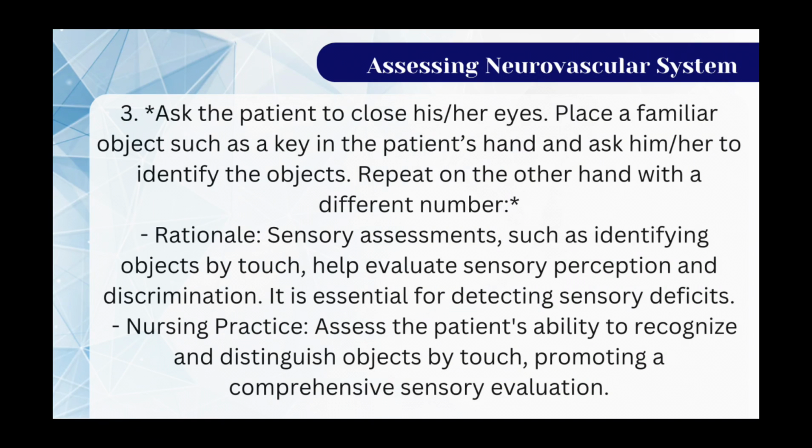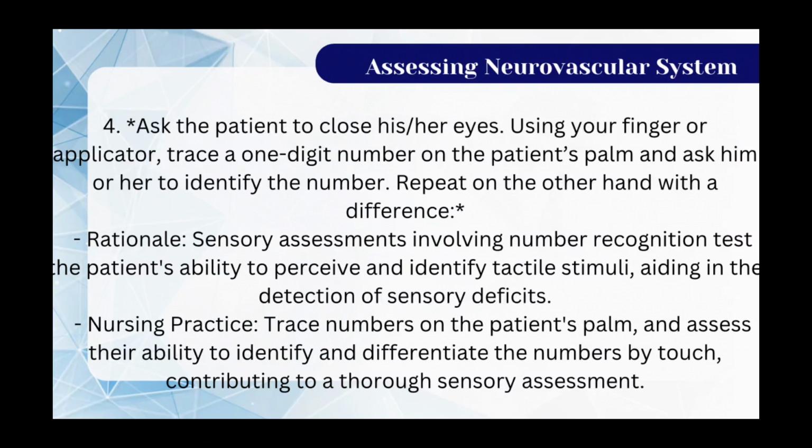3. Ask the patient to close his or her eyes. Place a familiar object, such as a key, in the patient's hand, and ask him or her to identify the object. Repeat on the other hand with a different object. Rationale: sensory assessments, such as identifying objects by touch, help evaluate sensory perception and discrimination. It is essential for detecting sensory deficits.